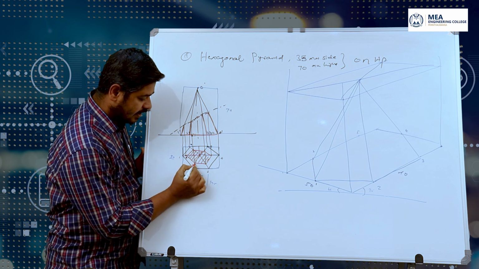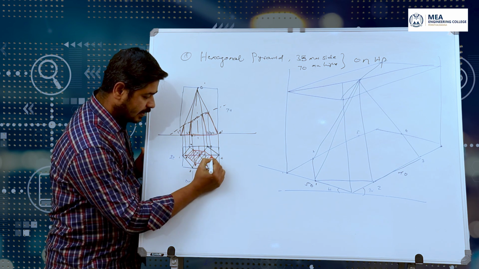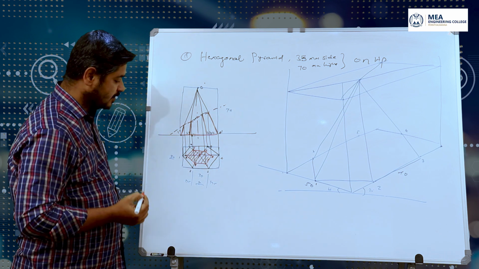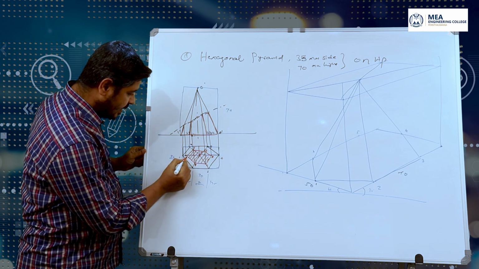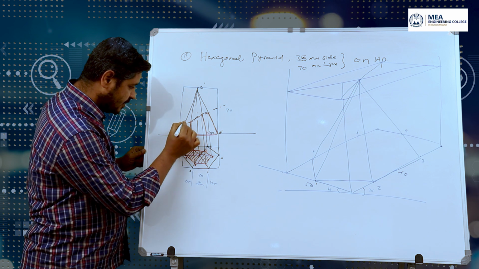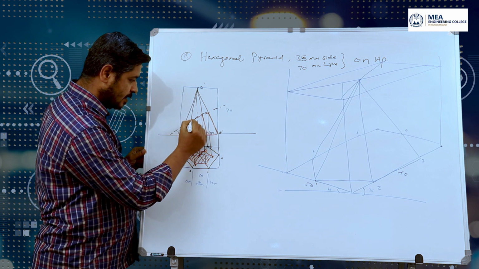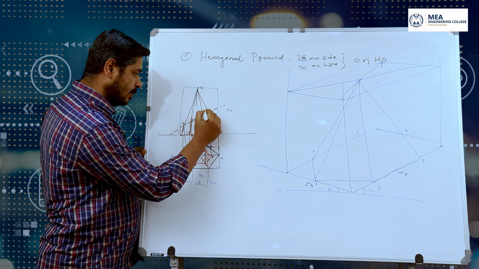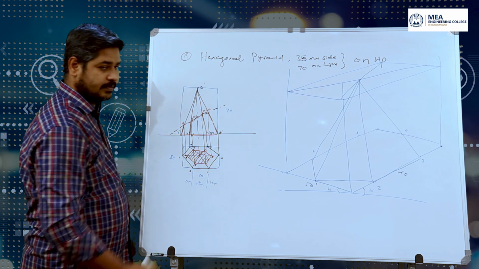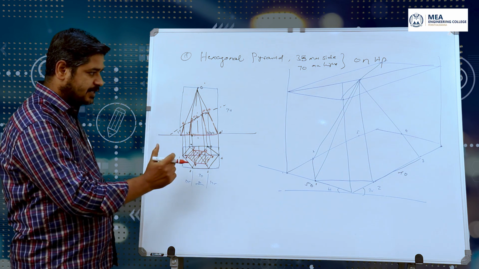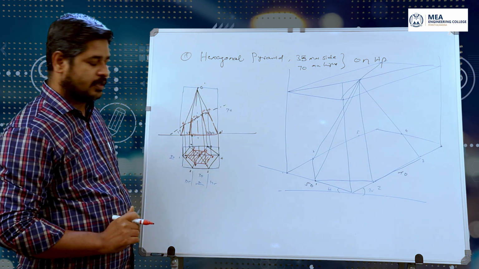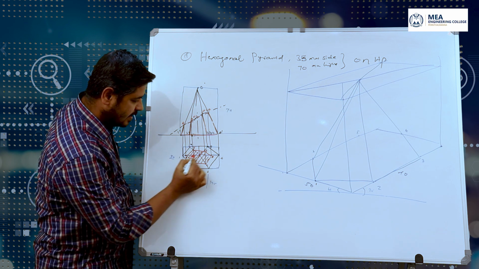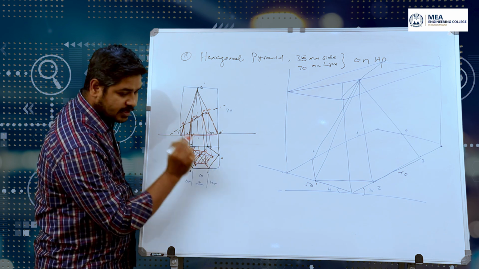Let's consider A, B, C, D, E, F. 5 cut points are available. The point A is available here. We can fix it here also. A, B, C, D. E is available on the back side and F also on the back side. Now we have to transfer this data to the isometric projection. How to transfer? See here, this particular point A is available in the same line. Point A and D are on the same line.